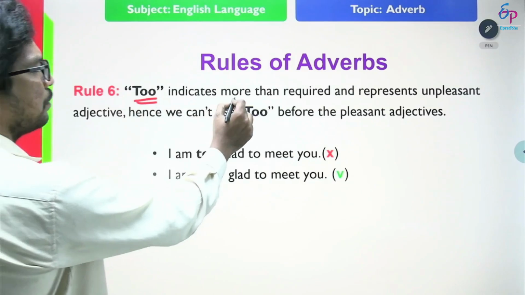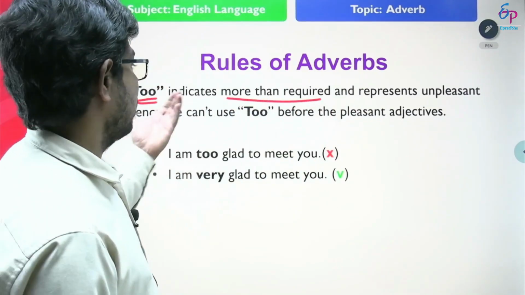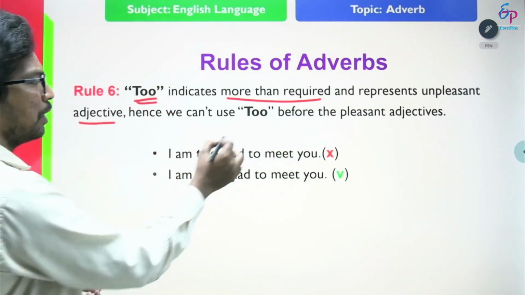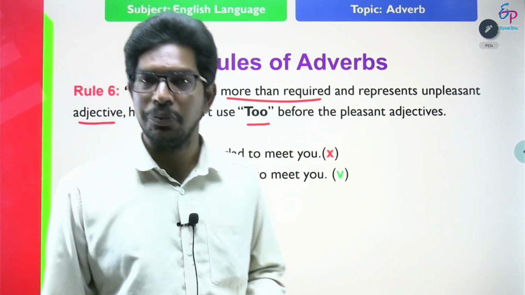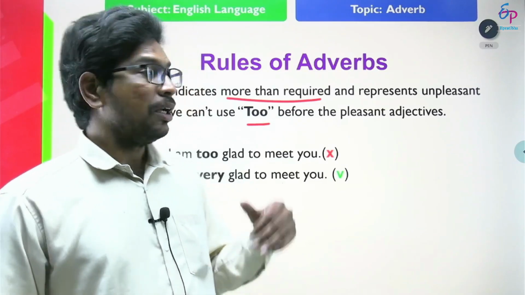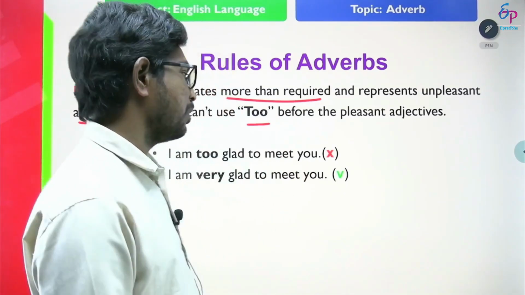Too indicates more than required and represents an unpleasant adjective. Hence, we cannot use too before pleasant adjectives. We use too only before unpleasant adjectives. That means it gives more than required. Look at the example and find out the error.